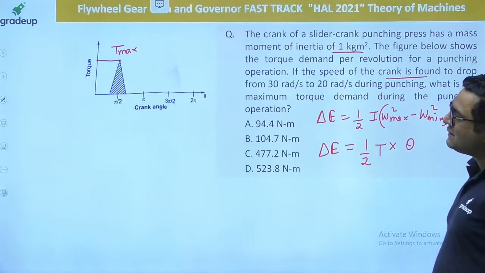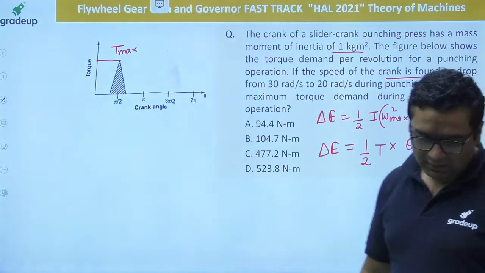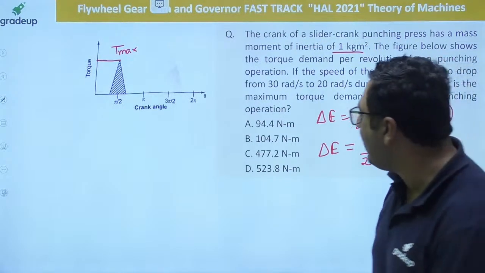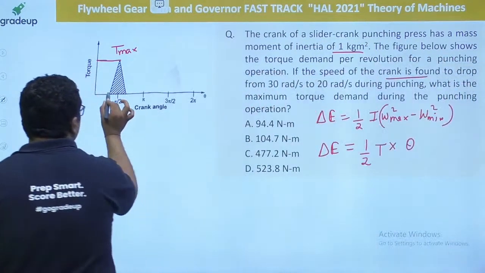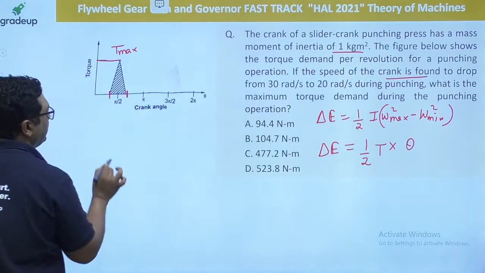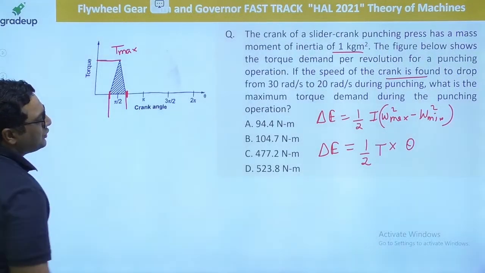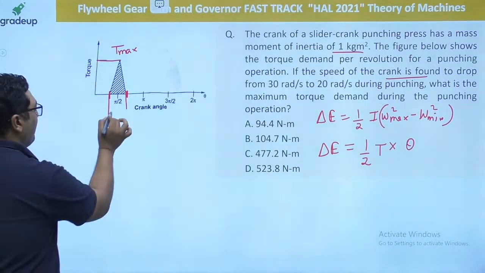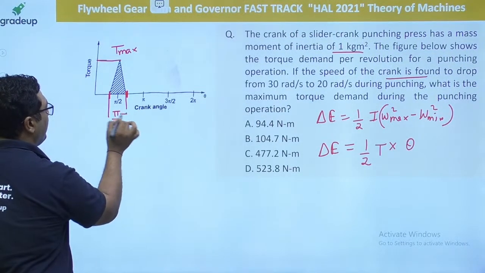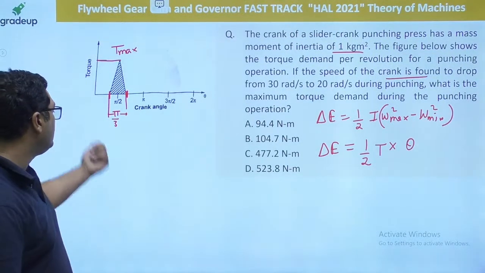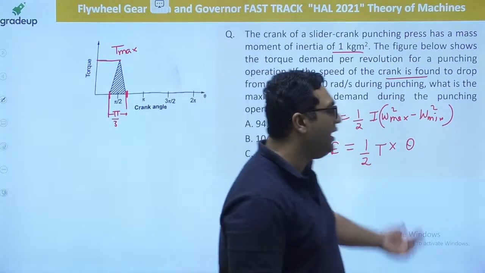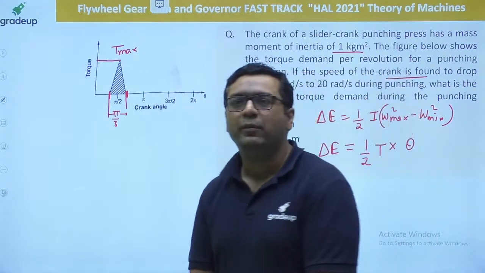So if you see this, the values are not given, but it is mentioned here that the total is pi by 3. In the figure it is mentioned that the total is pi by 3, because without this you cannot solve it. So you just need to equate this and you will be getting the answer.